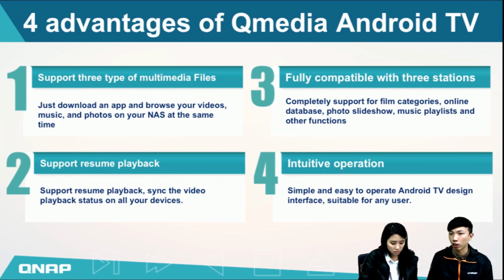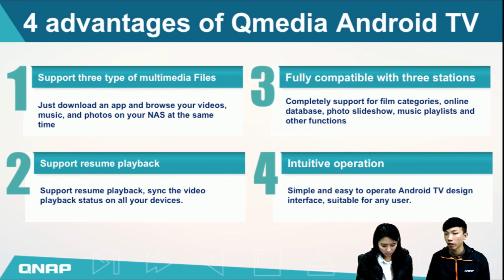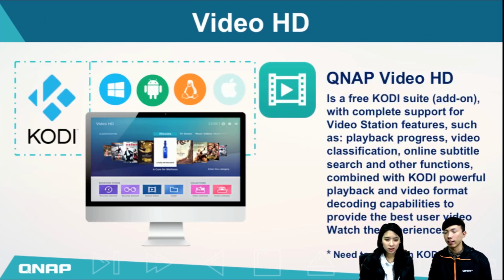So there are four advantages for the Qmedia Android TV. The first one is that users only need to download one app and browse the video, music, and photos on your NAS at the same time. So you don't need to download three different applications. The second feature is we also support a resume playback feature. The third part is we're fully compatible with the three Stations, so we completely support film categories, online database, photo slideshow, music playlist, and other functions. The most important is the design has intuitive operation, so it's suitable for any user. For example, your kid or elderly people, it's easy to control and use. Don't have to learn another thing. Yes. And the next one is we also support video HD.